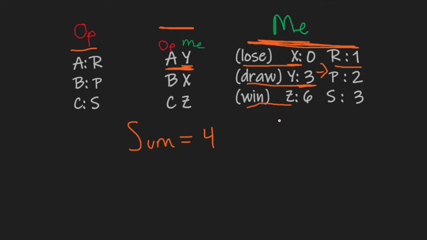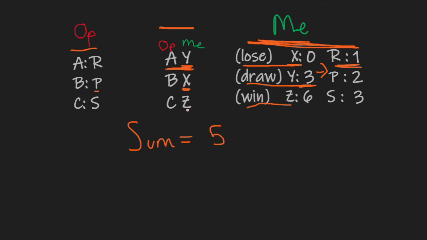All right, so our opponent plays paper, B is paper, and we need to lose. So we get 0 for losing. And to lose against paper, we have to play a rock, right? Because rock loses to paper. So if we play a rock, we get a 1. So add 1. And this is going to be 5 now.